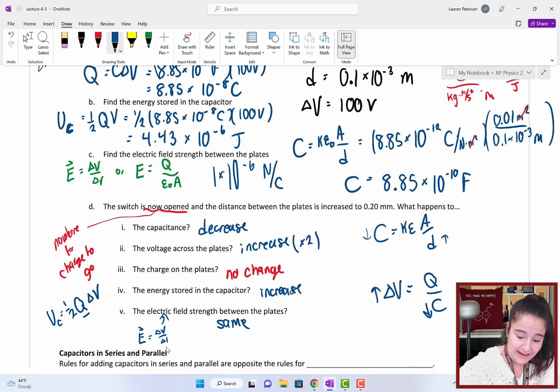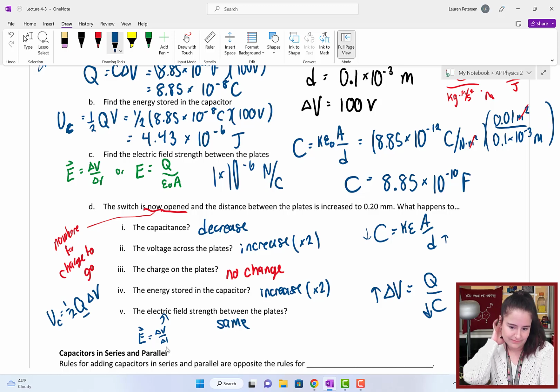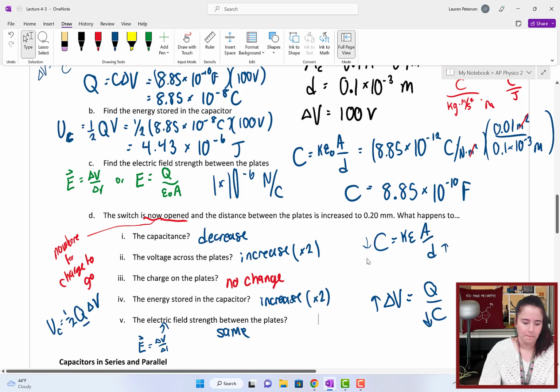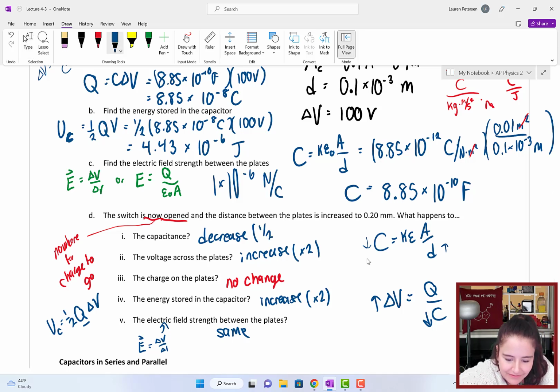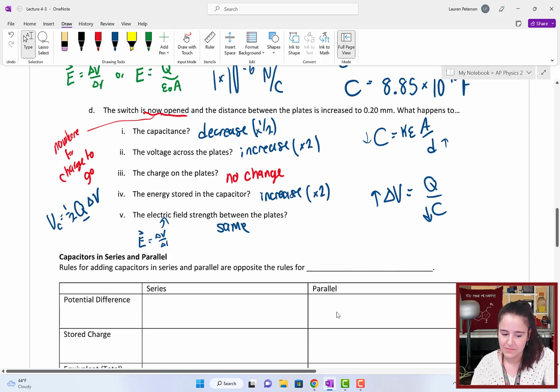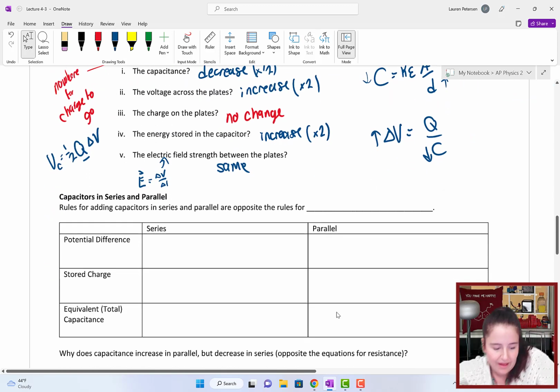Increase, and this will actually exactly double. Both of these would exactly double if you double that distance. And the capacitance would halve.